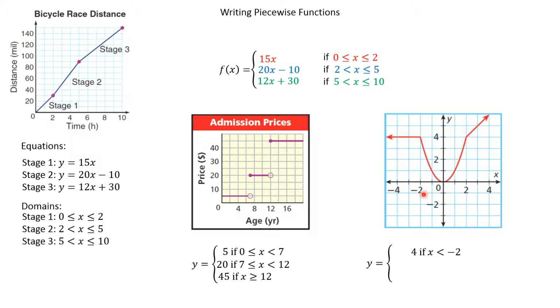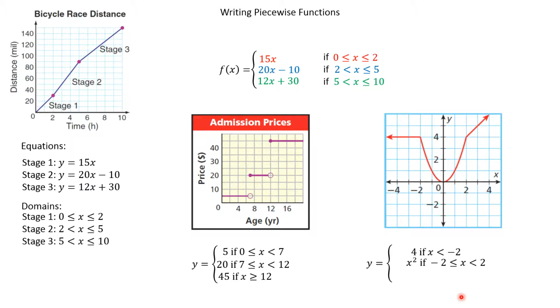Then how about in between negative 2 and positive 2? This looks like something. Oh, that looks kind of like a quadratic. Oh, what's the equation for a quadratic? Starts out x squared. Let's see, 0 squared is 0. 1 squared is 1. Negative 2 squared is 4. Hey, look, just x squared. So you have y equals x squared in between negative 2 and 2.